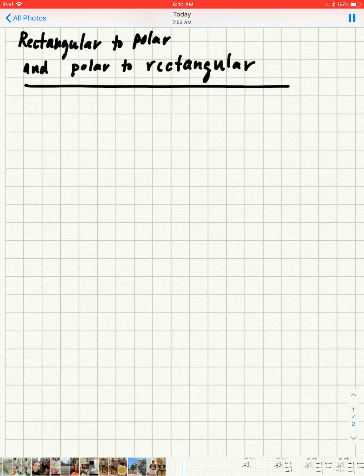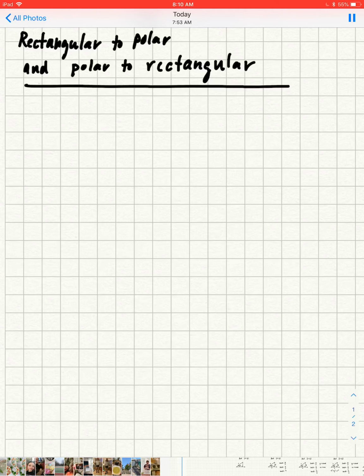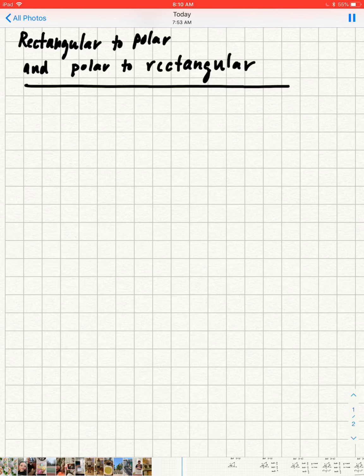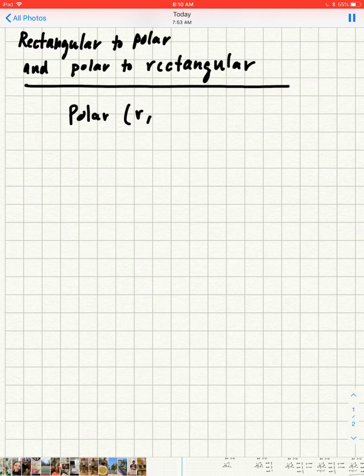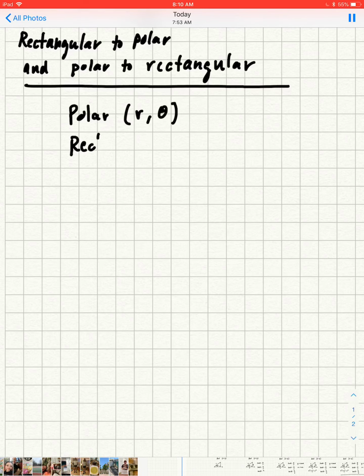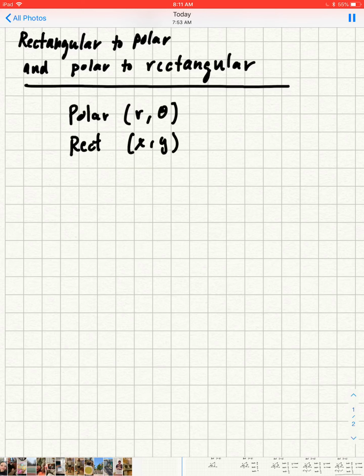Okay, today we're looking at going from rectangular to polar or polar to rectangular. A couple things we need is how everything relates to each other. Remember, in polar, you have your radius or your distance, and theta. And then on rectangular, you have x and y. So how do these relate to each other?